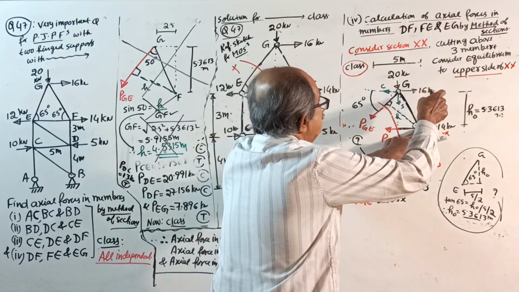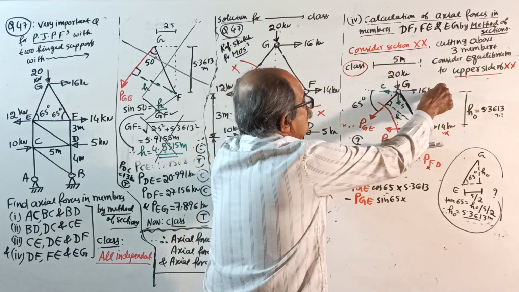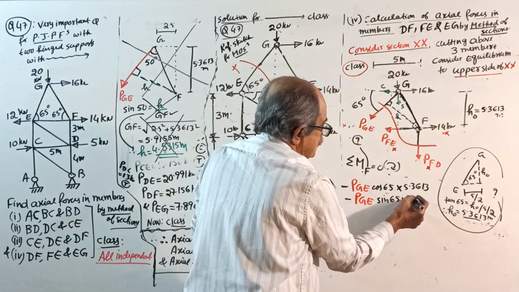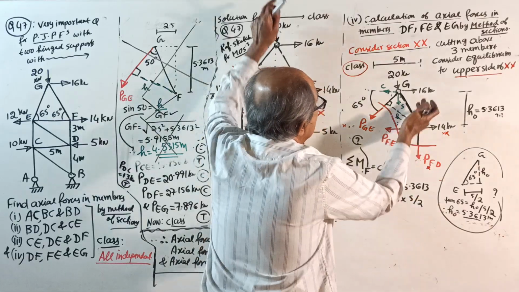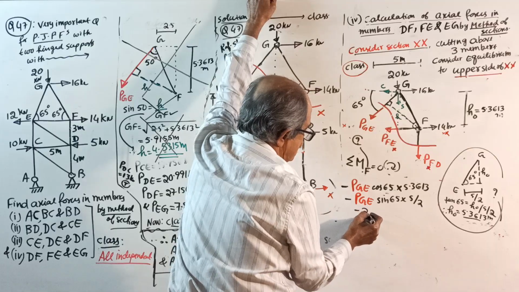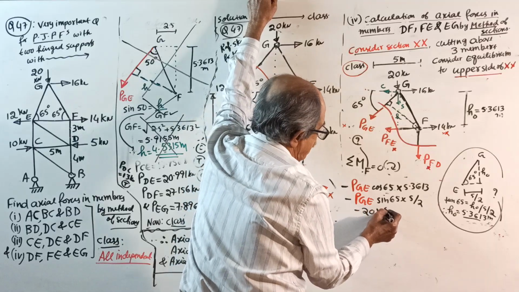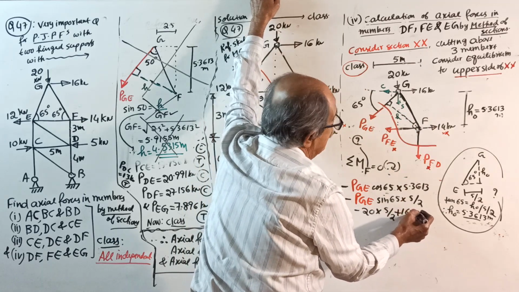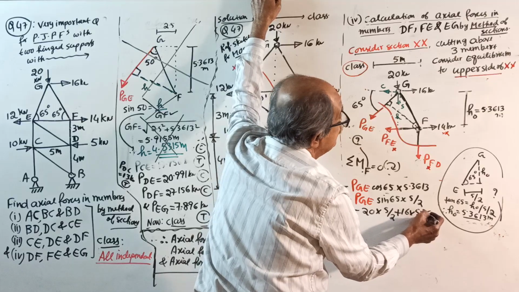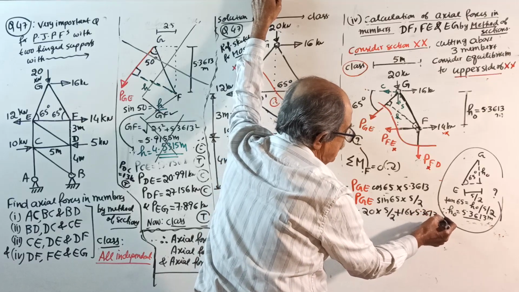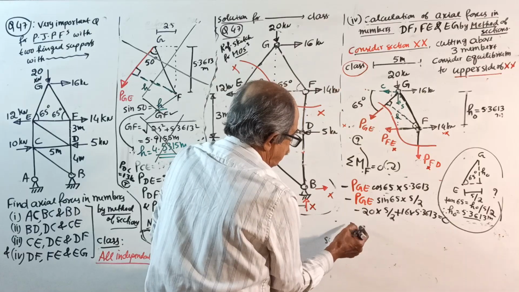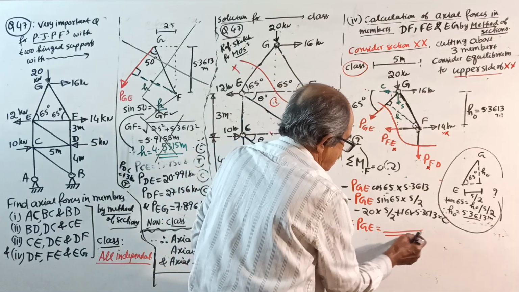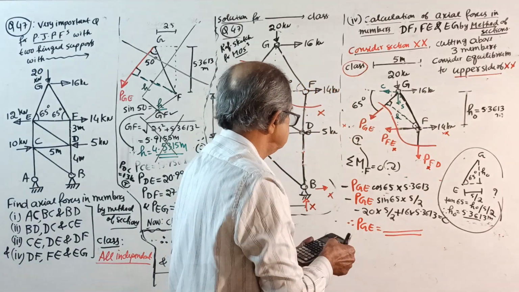See, about this point, horizontal component into this height, vertical component into this distance, which is 5/2 into 5/2. Lastly, minus 20 into 5/2 plus 16 into 5.36. That's why I told you I will do it in front of you, equal to 0. Therefore, you get the value of PGE. Let me see what value will come now. Okay, start.